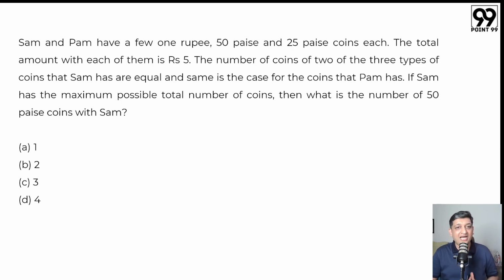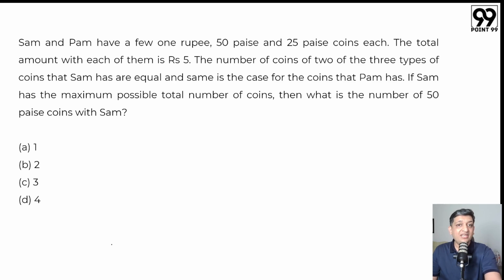Now Sam and Pam have a few 1 rupee, 50 paise and 20 paise coins each. The total amount with each of them is 5 rupees. The number of coins of two of the three types of coins that Sam has are equal, and the same is the case for the coins that Pam has. So they have exactly two categories that are equal to each other. That is something that we know here for sure.